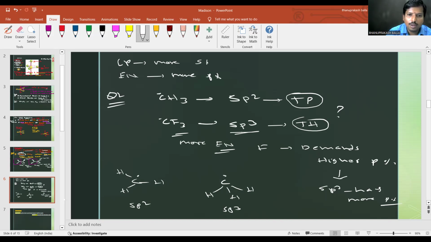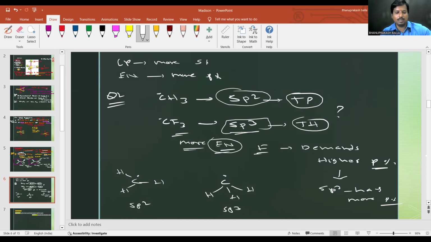As you know, the more electronegative atom, that is the fluorine atom, demands the higher p character. You know sp2 and sp3: which hybrid orbital has more p character? sp3. So that is the reason the CF3 radical is sp3 hybridized and the CH3 radical is sp2 hybridized. So it is also one of the important applications of the Bent rule. So finally I want to conclude the concept of the Bent rule.